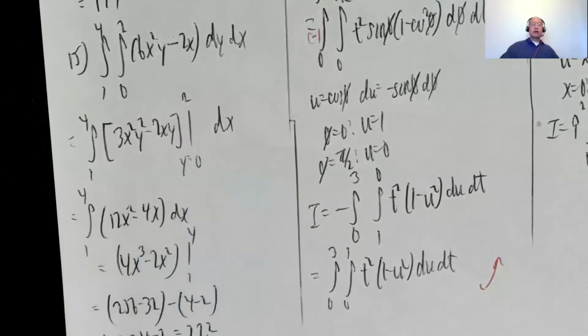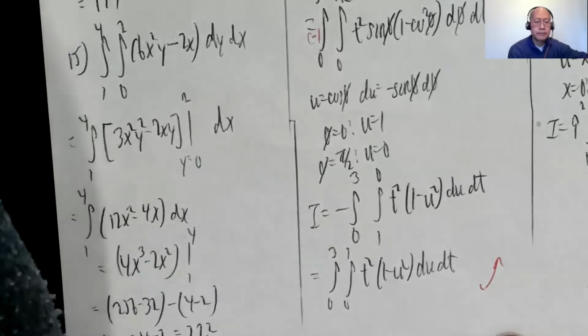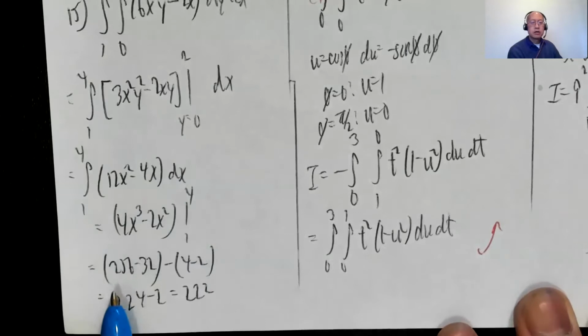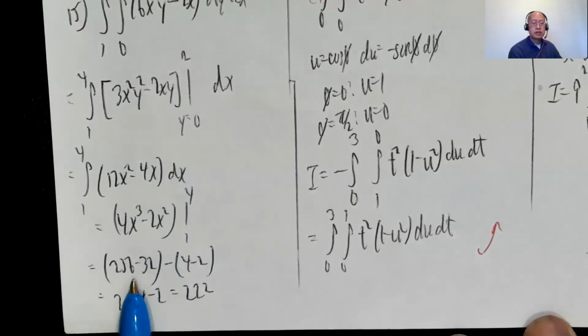And now it's just an ordinary garden variety integral of one variable, so that's easy. So 4x cubed minus 2x squared from 1 to 4. Plug in 4. 4 times 4 cubed, 256. Minus 2 times 16 is 32. Minus plug in 1, 4 minus 2. 224 minus 2, 222.